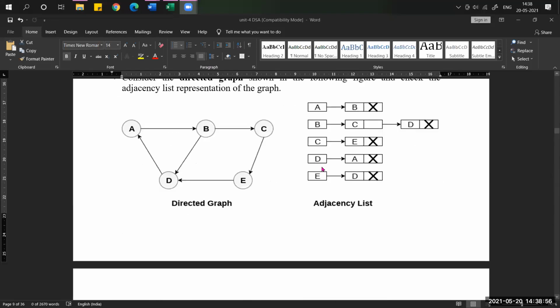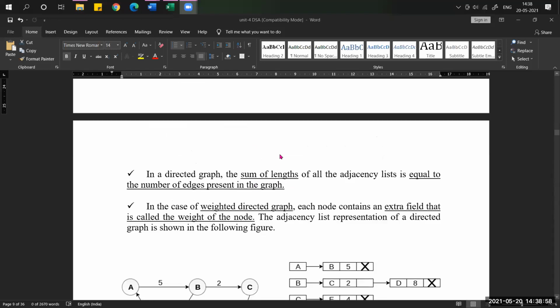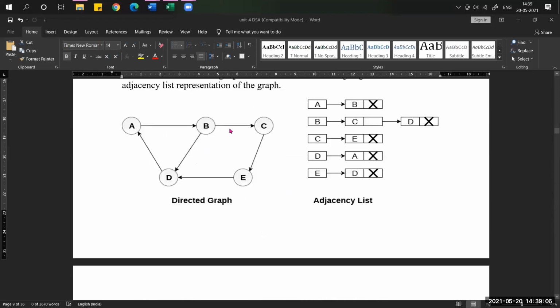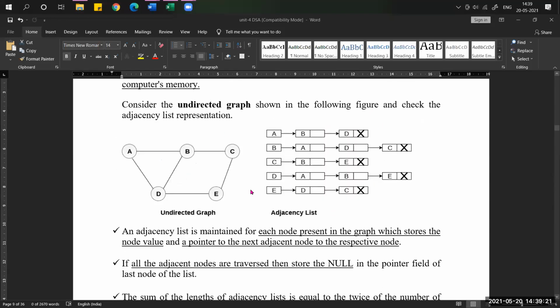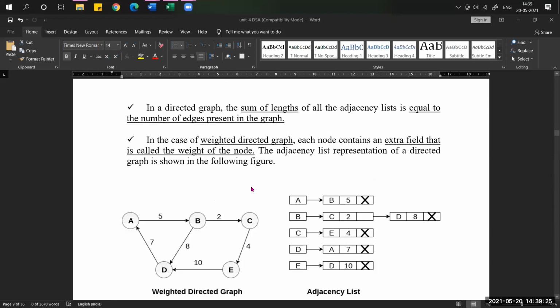When it comes to the directed graph, the sum of the lengths is equal to the number of edges present in the graph. So how many edges are present here? Totally 1, 2, 3, 4, 5, 6. It means we only have to get 6 lists. But if you take an undirected graph, we have to get twice the number of edges. That is the important point you have to remember.